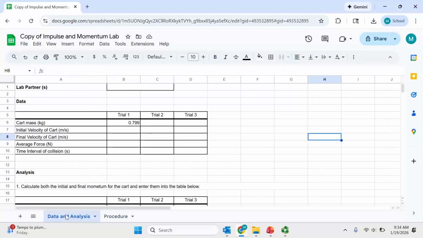And so I've used the balance and I've already done that. I put the cart on the balance. I actually added all 4 masses to it, and so I get 0.799 kilograms as the mass of my cart and any of the additional masses added to it. You could use no additional mass. You could use 1, 2, 3, 4. It doesn't matter. So I've decided to use all 4. You can choose whatever you want to do.